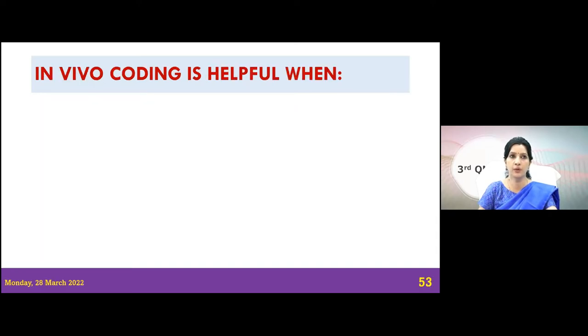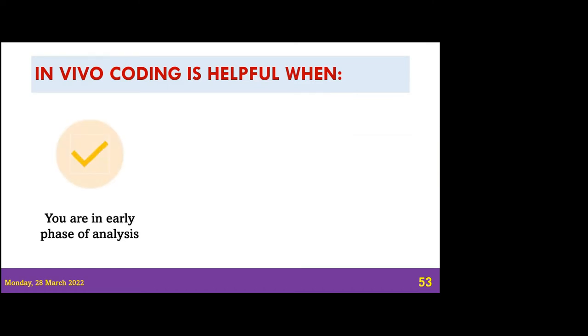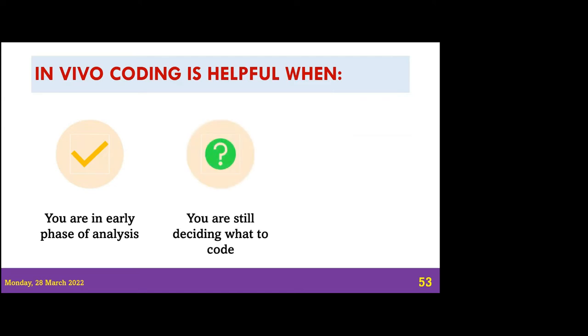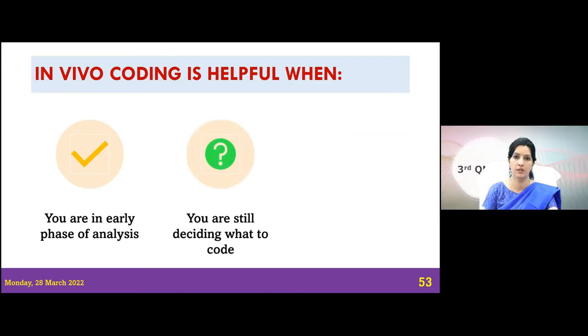In vivo coding is helpful when you are in the early phase of analysis. I said that everyone should practice this type of coding because this is the first and beginning cycle coding process. So you should code when you are still deciding what to code and you are not sure.